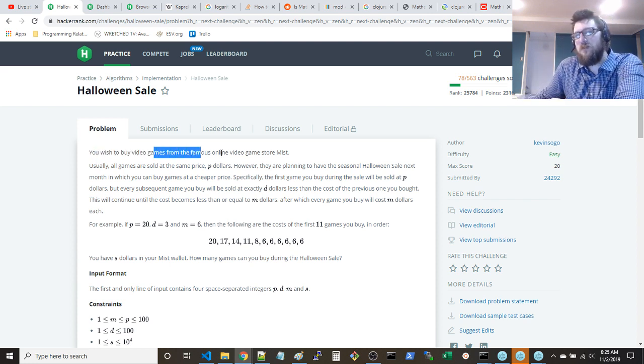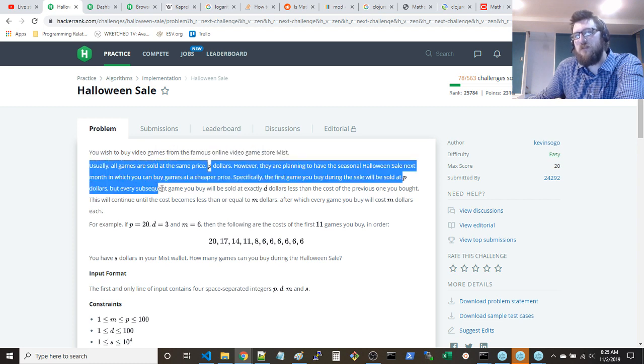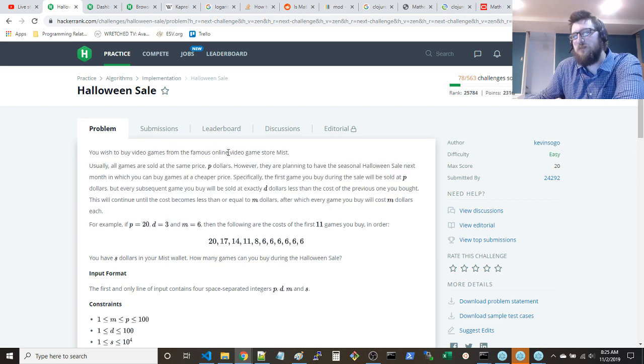Wish to buy video games from the famous online video game store Myst. Usually all games are sold at the same price, $P. However, they are planning to have the seasonal Halloween sale next month in which you can buy games at a cheaper price. Specifically, the first game you buy during the sale will be sold at $P, but every subsequent game you buy will be sold at exactly $D less than the cost of the previous one you bought. This will continue until the cost becomes less than or equal to $M, after which every game you buy will cost $M each. For example, if P is 20, D is 3, and M is 6, then the following are the costs of the first 11 games you buy in order.